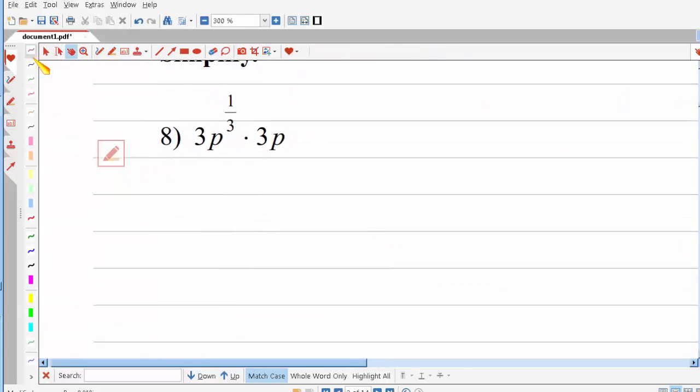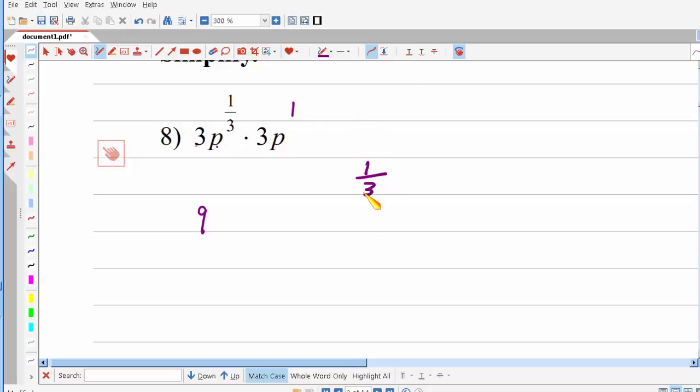Okay, now we're moving on to ones that have fractions. So the rules are the same, it's just you're going to be working with fractions as exponents. So I can see I have 3 times 3 is going to give me 9. And p to the 1/3 times p to the first. Okay, so I'm going to use the product rule because I have a repeated base beside itself. And I keep the base and add the exponents.